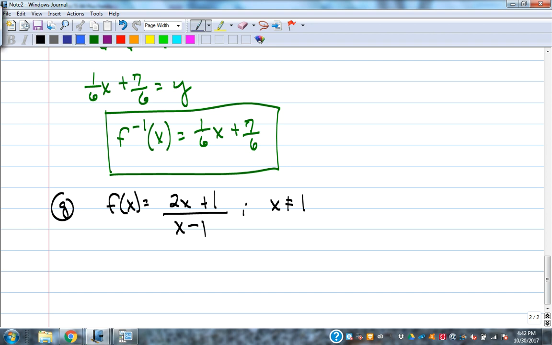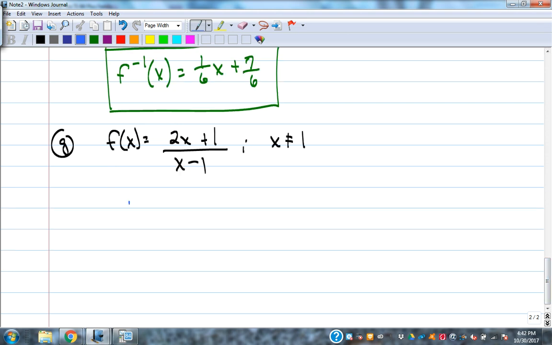So this is a 1-to-1 function. Let's find the inverse of that. This one's a little more difficult because it's a fraction, so that's why we're doing it. They're not always going to be simple, nice easy ones. So we've got y equals 2x plus 1 over x minus 1. Inverses swap x and y. So I'm going to put an x here, and everywhere there was an x on the other side, I'm going to put y.